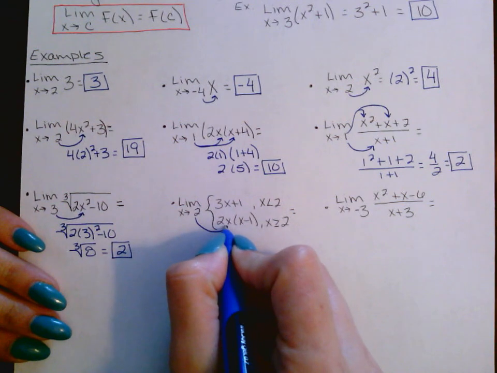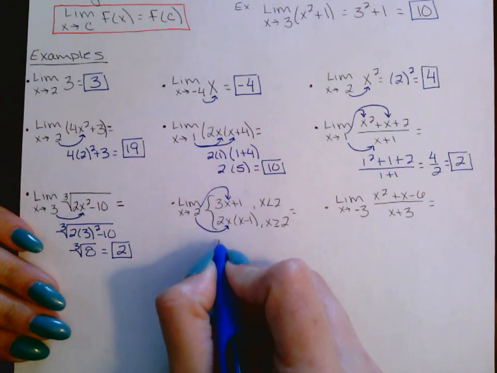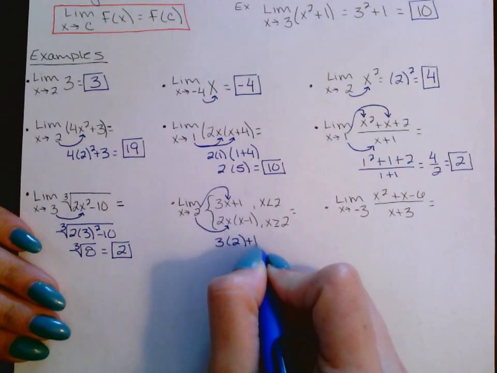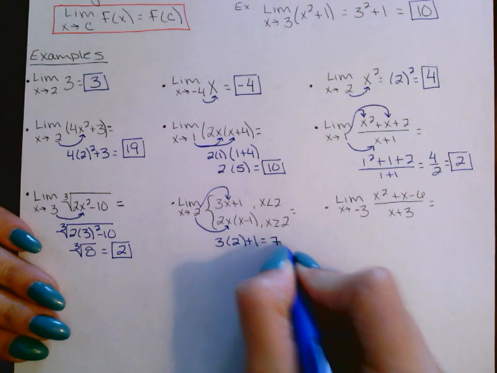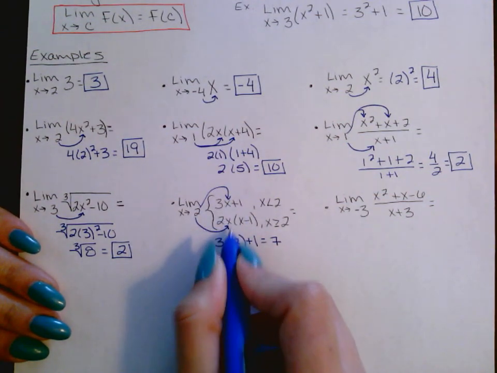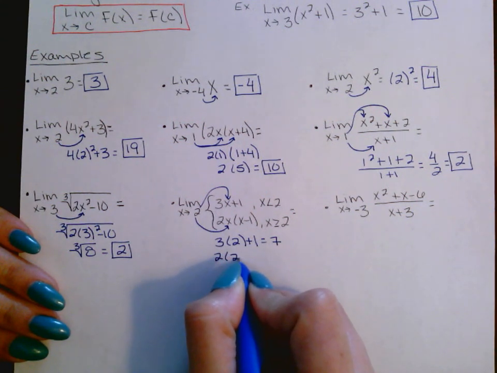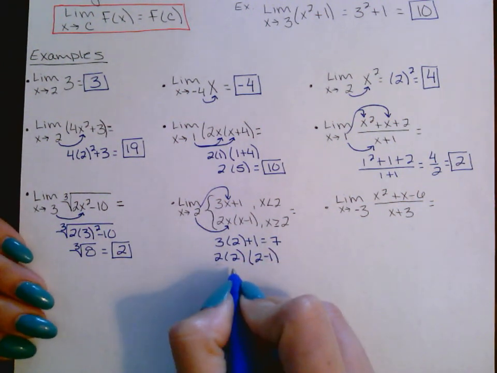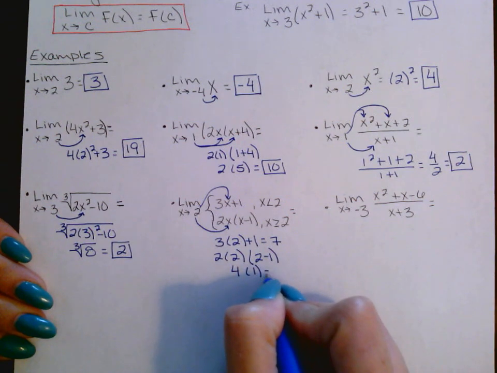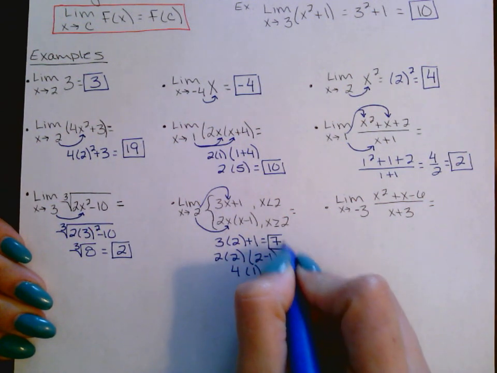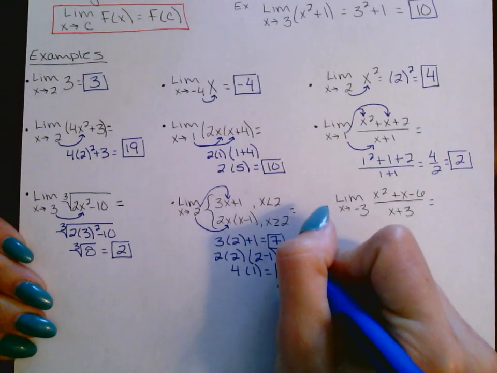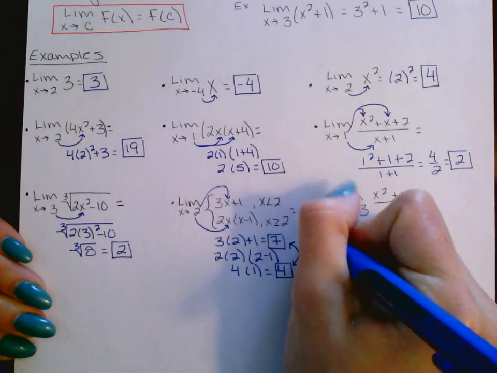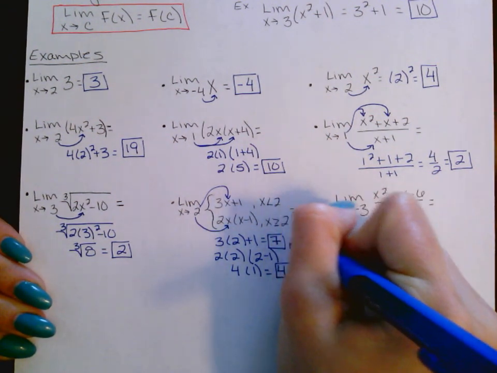So I'm going to plug one in here and one in here. The left side is going to say 3 times 2 plus 1, which gives me 7. And then here on the right side, which is the bottom equation, I have 2 times 2 times 2 minus 1. Okay? So this gives me 4 times 1, which is 4. The fact that 7 and 4 are not the same number, that means the limit from the left and the right do not agree. So this is a does not exist scenario. Okay?